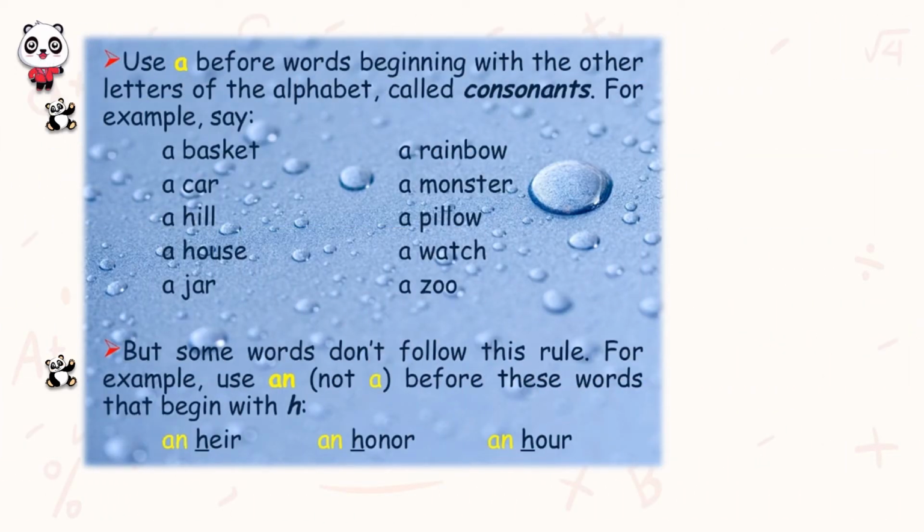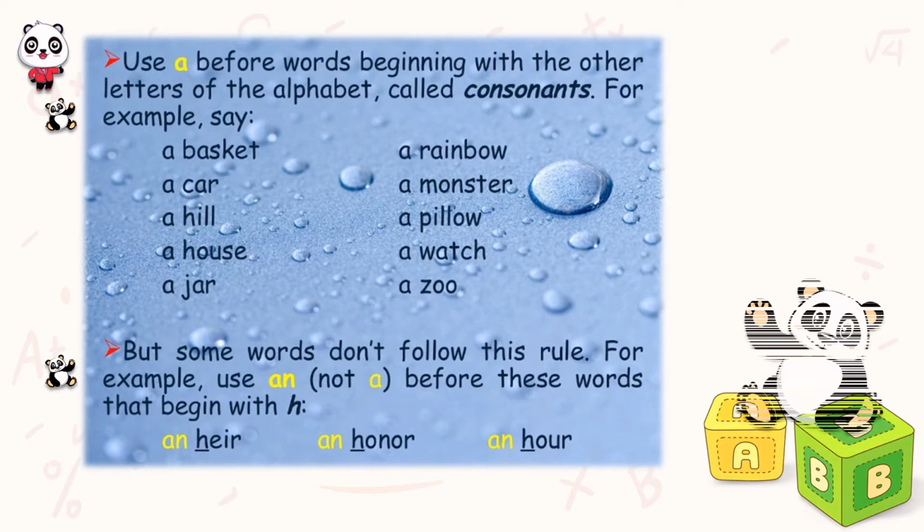Use a before words beginning with the other letters of the alphabet, called consonants. For example, a basket, a car, a hill. But some words do not follow this rule. For an example, use an before these words that begin with H: honor, hour, because the H is not pronounced. It gives a vowel sound.